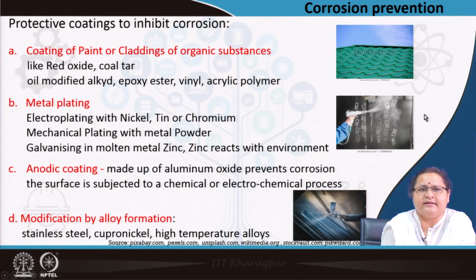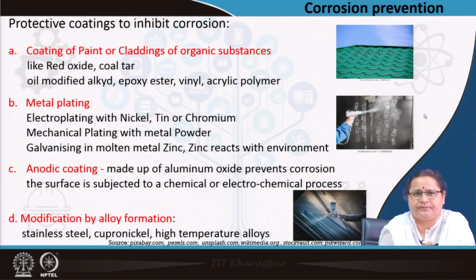Anodic coating is another where aluminum oxide prevents corrosion. The surface is subjected to chemical or electrochemical process. And you have already noted the alloy formation. You can have stainless steel, copper nickel, high temperature alloys made with one of the components or the major component as steel, and you can actually go for corrosion resistance. However, we find coating and plating as very easy processes, while alloy formation etc. is practiced but not much in the building industry.